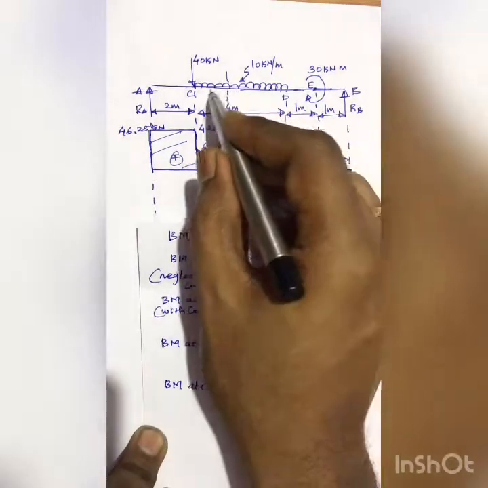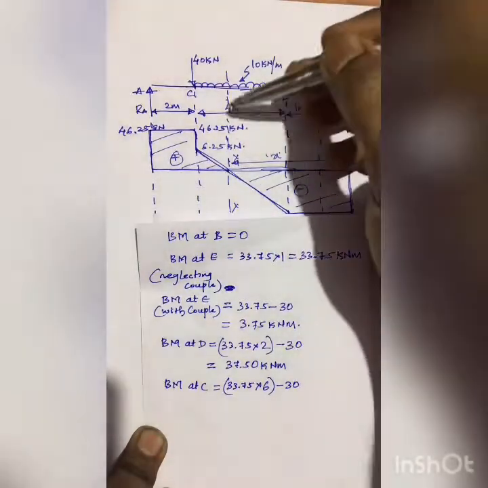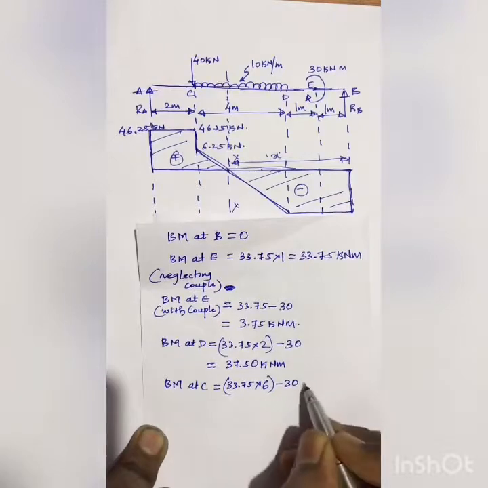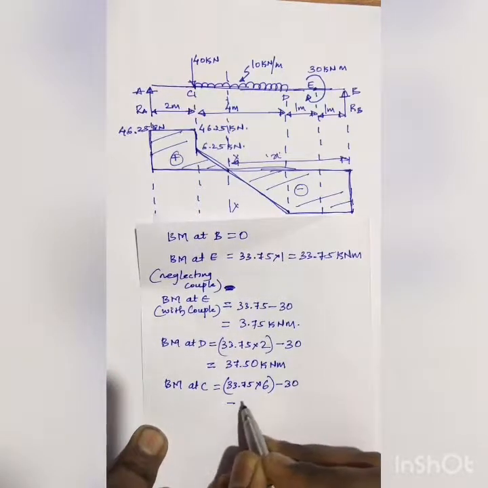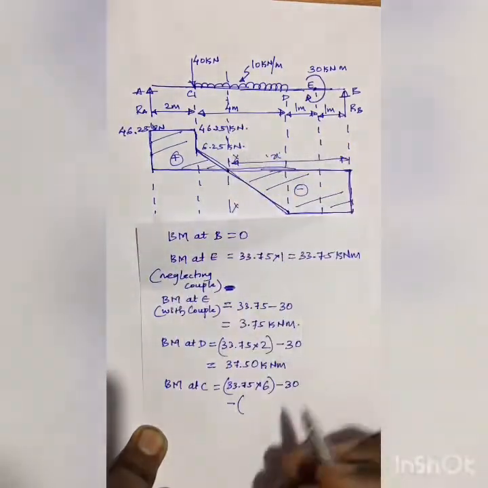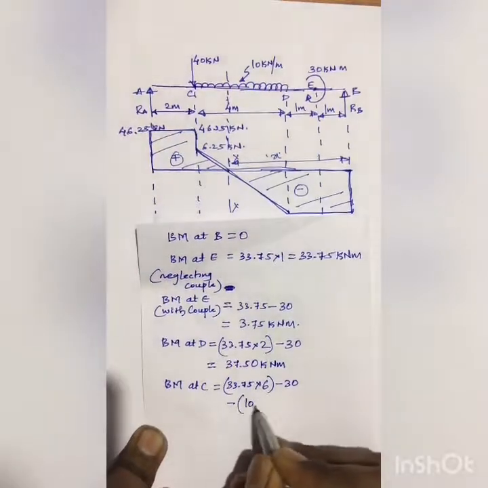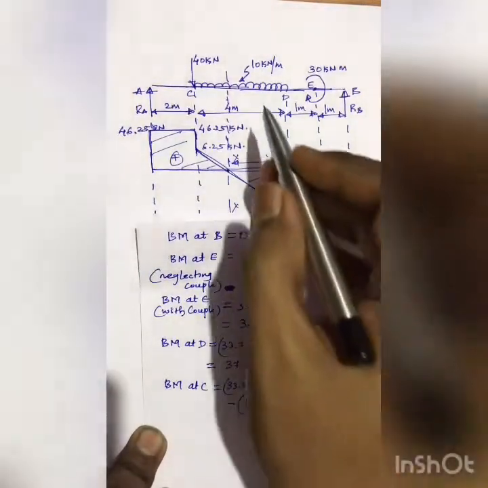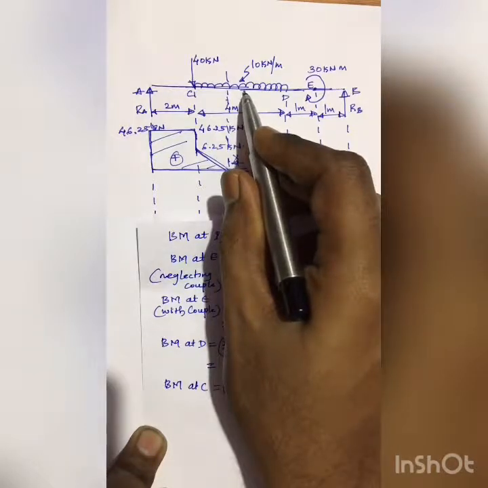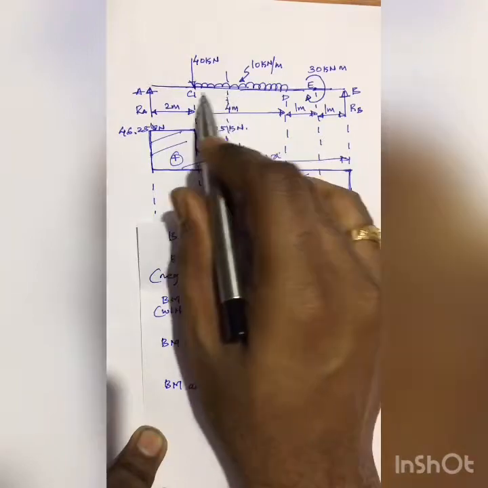and again this I need to consider now, which also is minus because it also is creating a clockwise couple like this. So what I'll write here, minus, first I'll convert this into the load, that is minus this 10 into the length, which is 4, 10 into 4, and I know that this load acts exactly in the middle of UDL, and middle of UDL to C distance, how much is it?